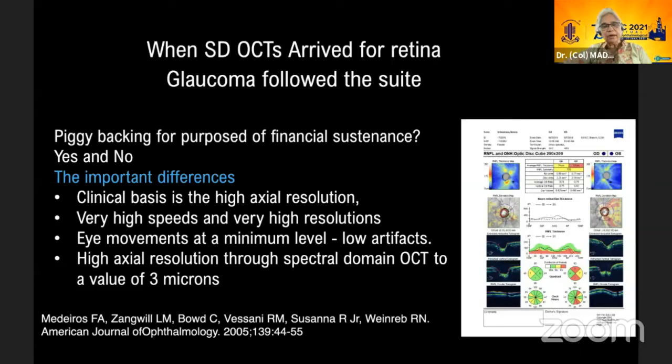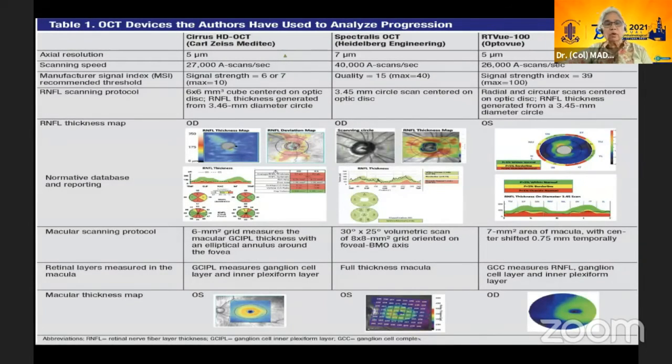Whenever the speed is high, like these people have already shown with multiple numbers, so I won't go into that, the artifacts and the chances of data quality becoming poor are less. And high resolution in the best of machines can go up to 3 microns. So what we have is very, very good quality data. I won't go into the whole table, but it's important to realize that axial resolution in different machines is different. Scanning speed is different, manufacturing signals are different, and RNFL scanning protocols are different. All these three give very different kinds of maps.